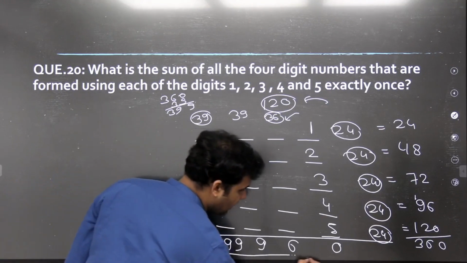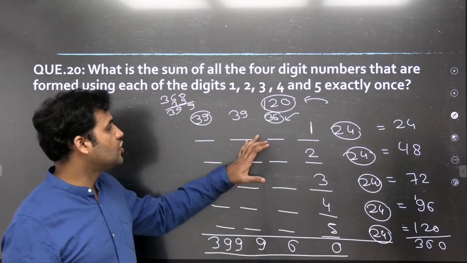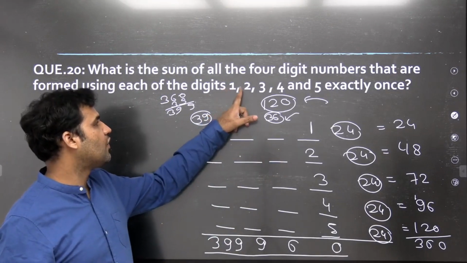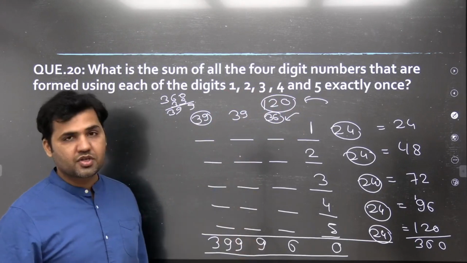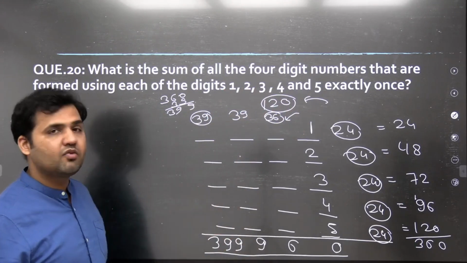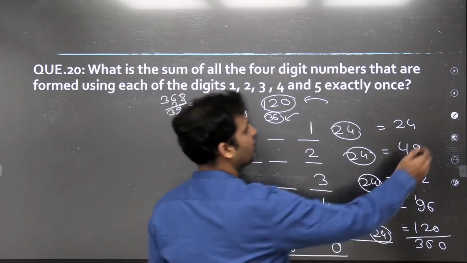So this will be the sum of all the 4-digit possible numbers which you will be able to make using the digits 1, 2, 3, 4 and 5. And this is the answer of the question. Now let me give you one more example to help you understand this concept clearly.